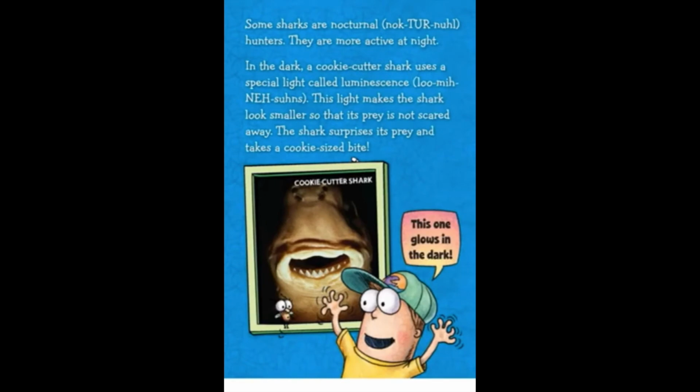Some sharks are nocturnal hunters. They are more active at night. In the dark, a cookie cutter shark uses a special light called luminescence. This light makes the shark look smaller so that its prey is not scared away. The shark surprises its prey and takes a cookie-sized bite. Ooh, and we can see a picture of a cookie cutter shark at the bottom. This one glows in the dark. So cool.